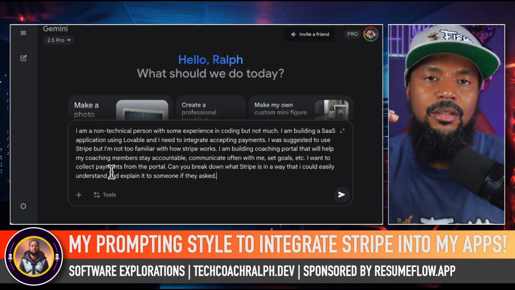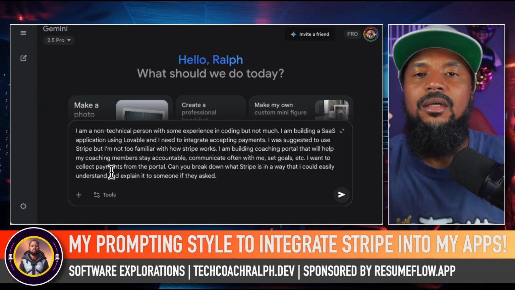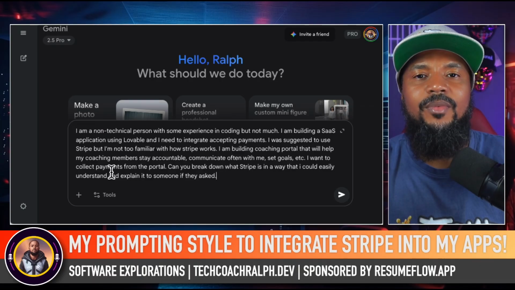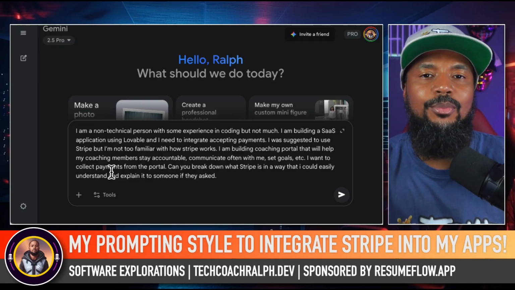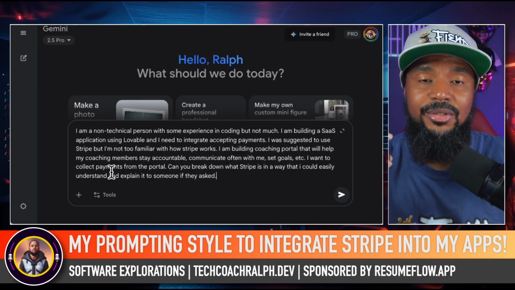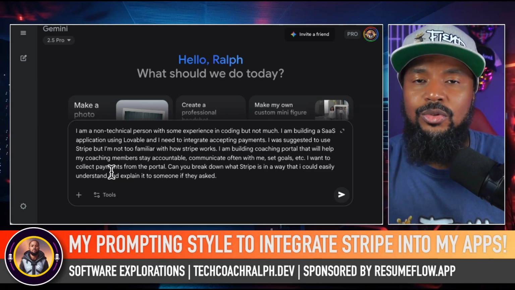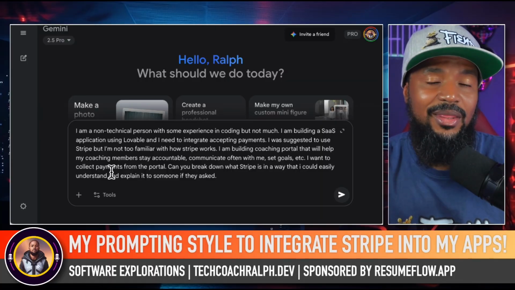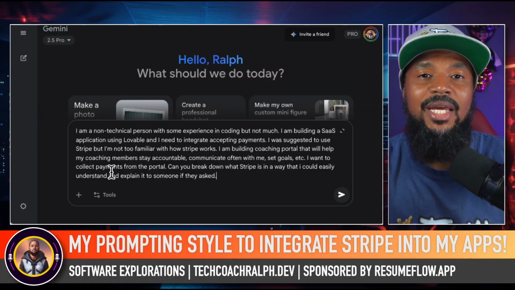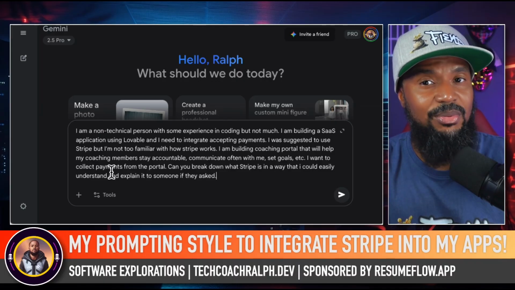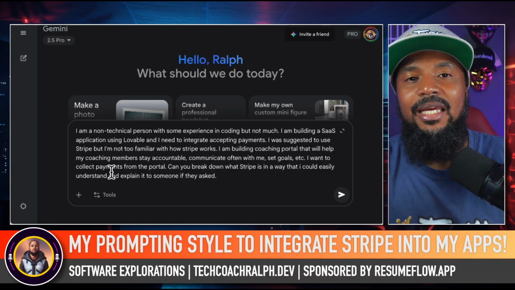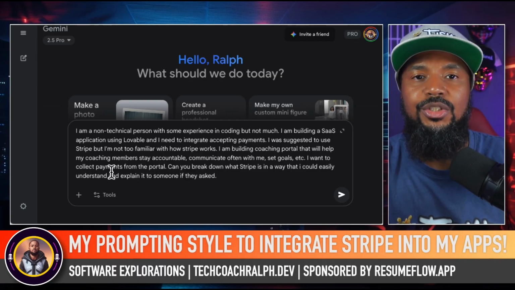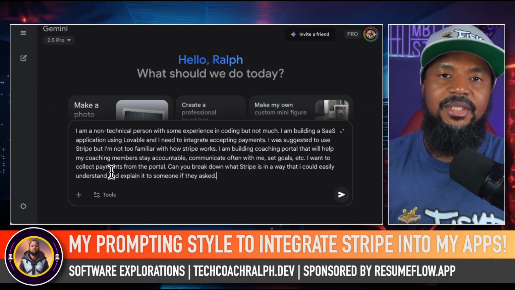I'm sharing with Gemini who I am, my background, what I do, and then I'm asking it, can you explain to me how Stripe works in a way that I can easily understand? I could just do a Google search for Stripe, but then it might end up giving me technical jargon, and I don't want that. I want it explained in a way that I would understand as a non-technical person with some coding experience, but also as a coach who coaches people, but I'm also building my coaching portal. So let's see what Gemini is able to give us.